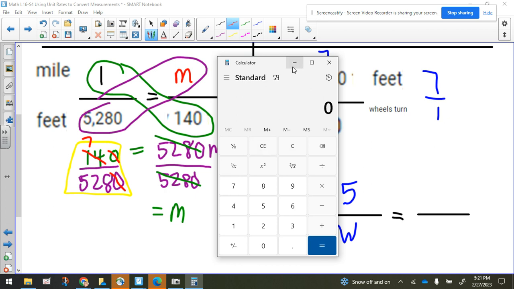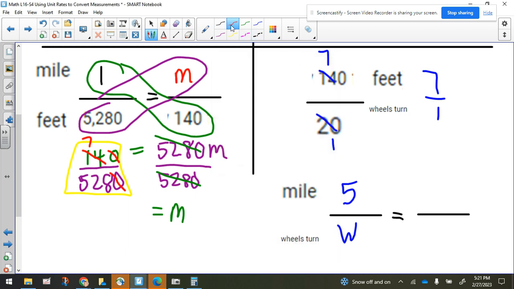All right, so let's put the calculator away. So if we clean this up, it's 7 over 264. And again, remember this stood for miles, so I'm just going to write that down so we don't get confused. So now I can take this number and I can put it here.